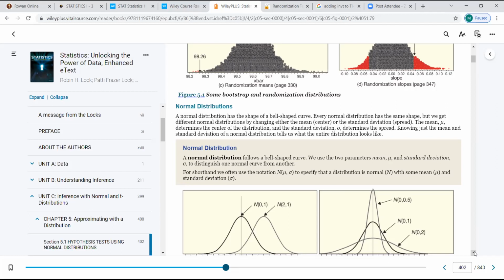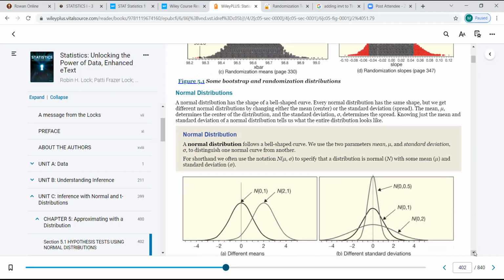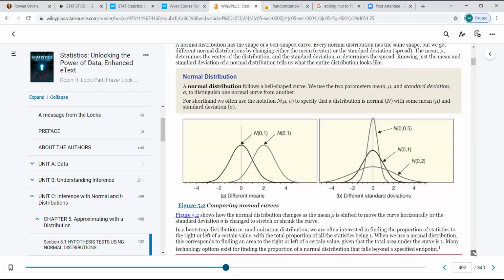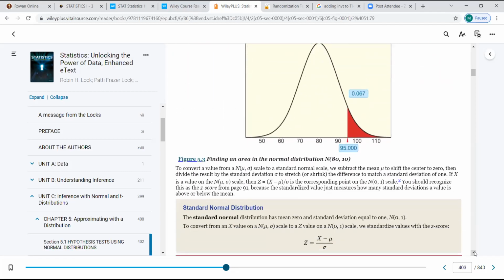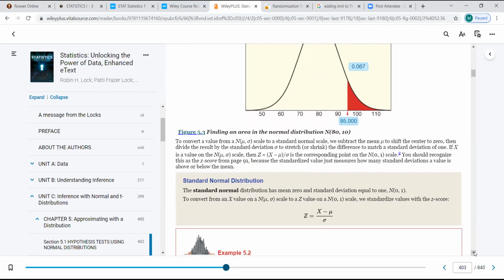Once again, we saw this in, I believe, section P5 or P4, I forget which one it was, on normal distributions. We've covered this in part 2 of the course, but this is a nice review. It tells you the standard normal and shows you how to find areas. We already know how to do this with our calculator.